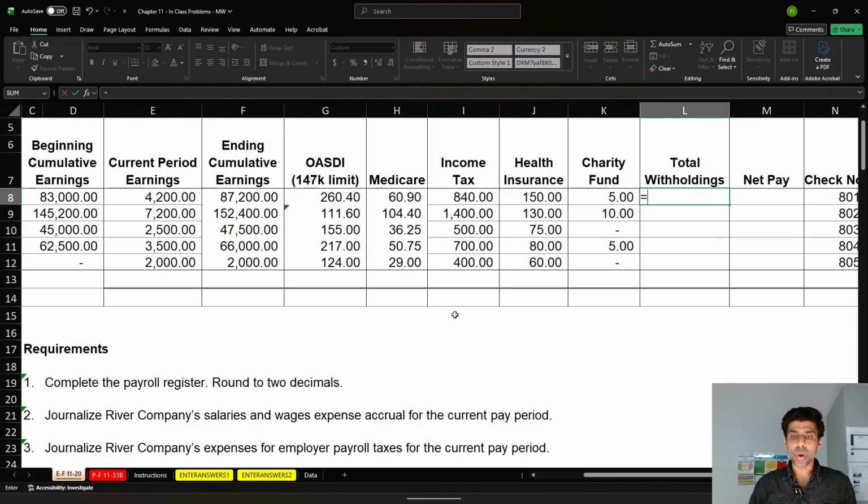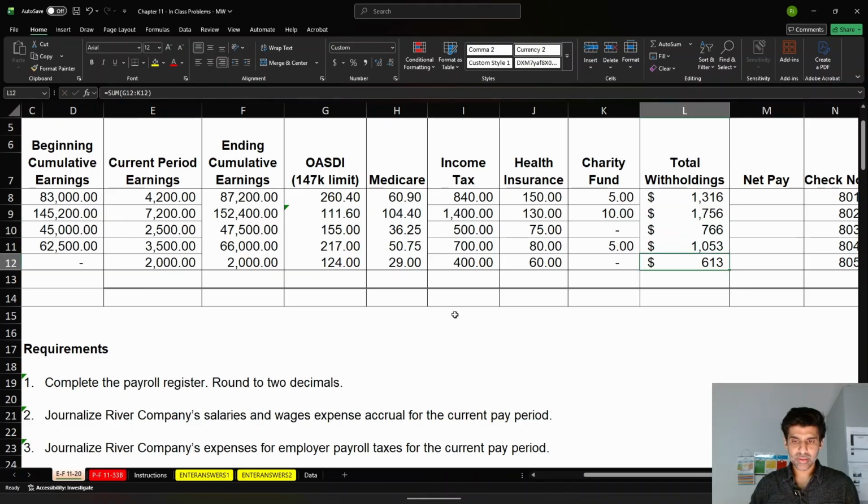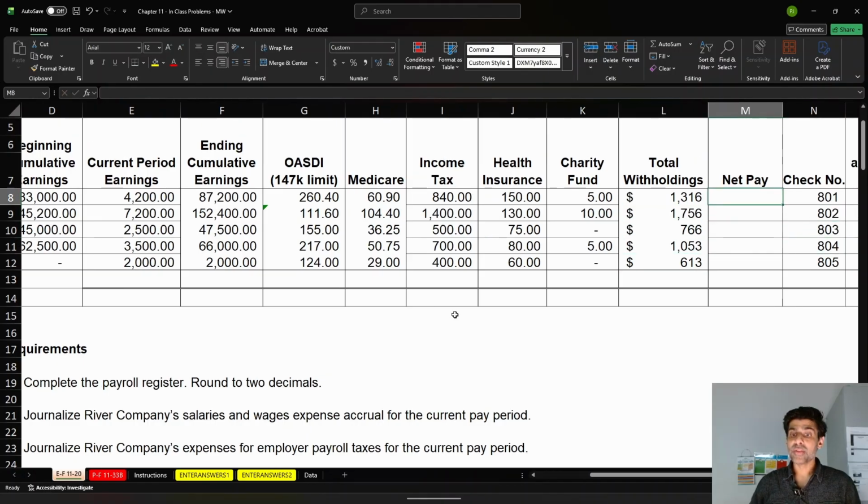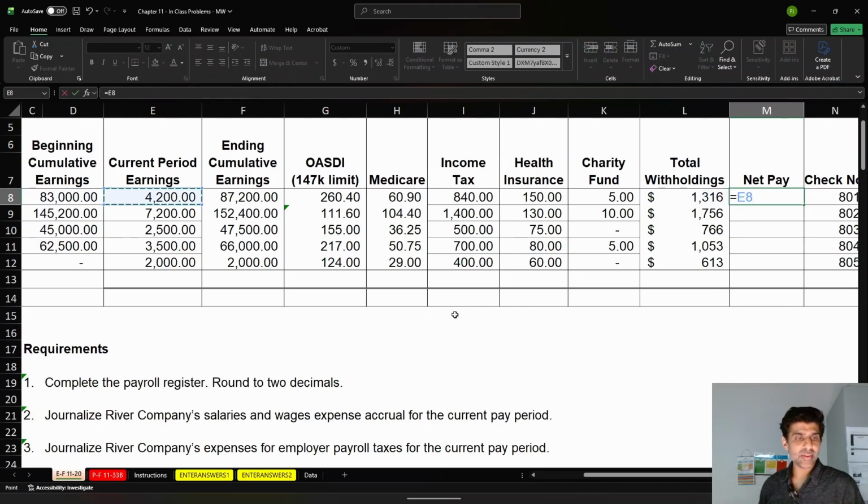So then the total withholdings is the sum of all this stuff for each employee: OASDI, Medicare, income tax withholding, health insurance premium, optional, charitable giving. I'll just use the same formula for all of these. Okay, so the net pay is just equal to the gross pay, which is this column E, minus the withholdings. That's going to be your take home pay.